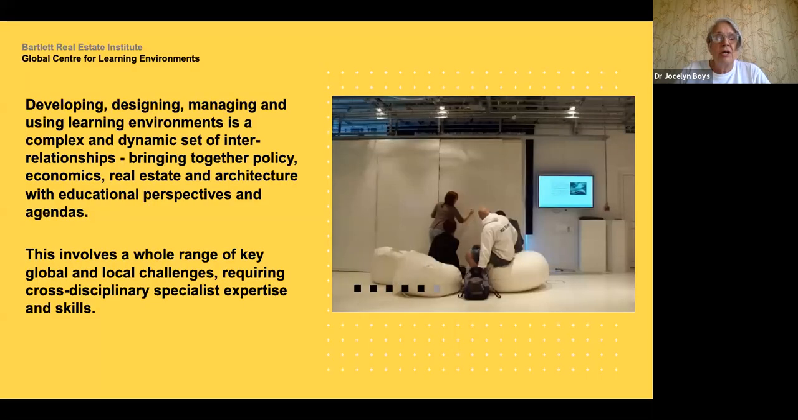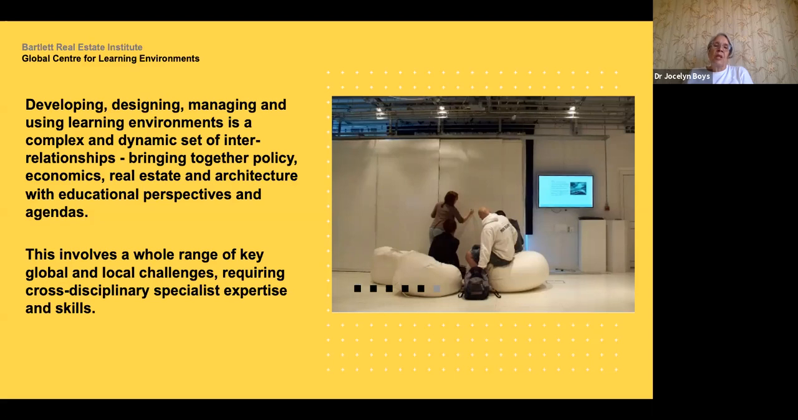So what does it mean to study learning environments at a master's level? Basically, we're thinking about how you develop, how you design, how you manage, how you use learning environments, and that this is a really complex and dynamic set of interrelationships. It brings together policy, economics, real estate, architecture, with a whole range of educational perspectives and agendas from across policy right through to individual learners, and from learners in kindergarten right through to lifelong learning, in later life, for example.